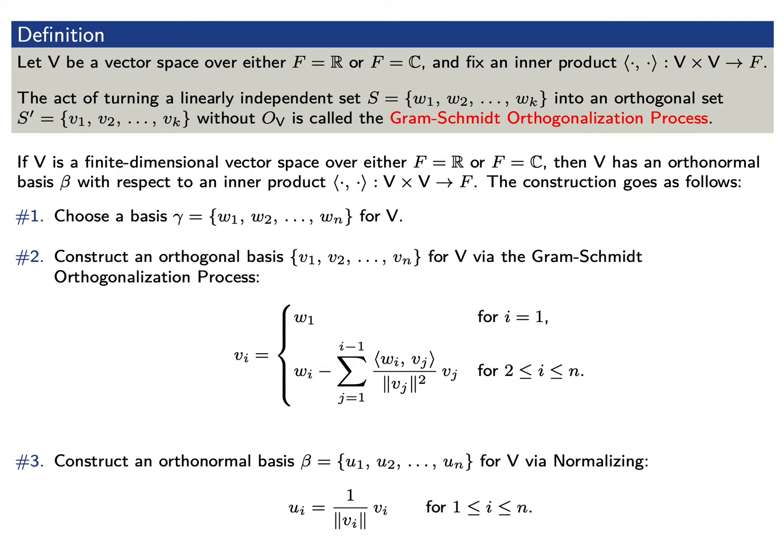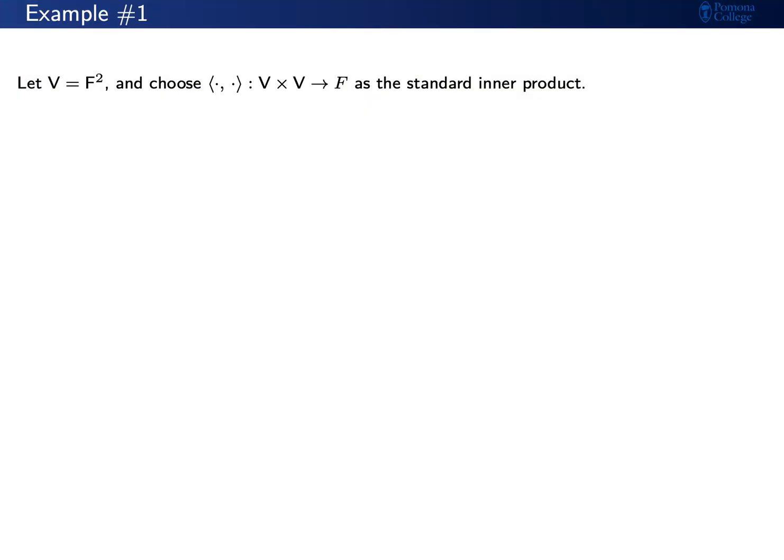And third, we'll construct an orthonormal basis beta by normalizing our vectors. That is, once we've chosen our V sub i's as above, we'll choose U sub I as 1 over the norm of V sub I times the vector V sub I. We'll give some examples of this.